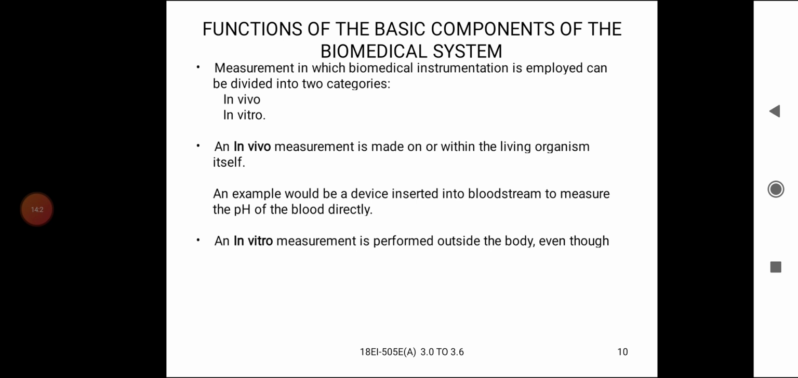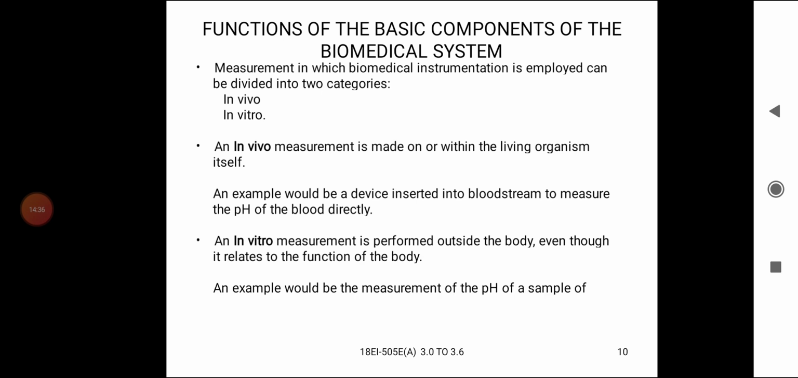An in vitro measurement is performed outside of the body, even though it relates to the function of the body. An example would be measurement of the pH of a sample of blood that has been drawn from a patient.